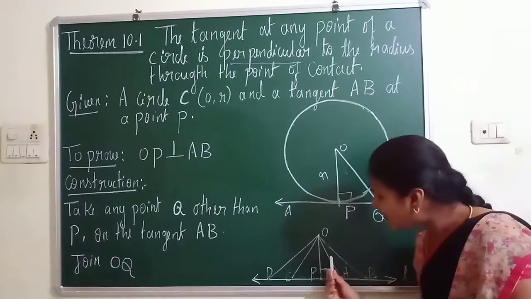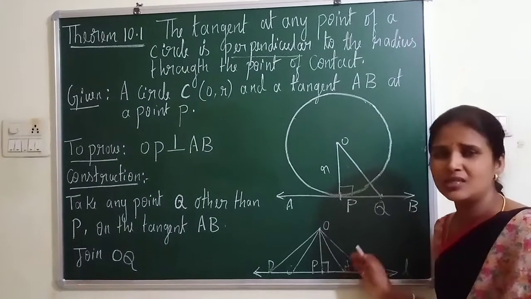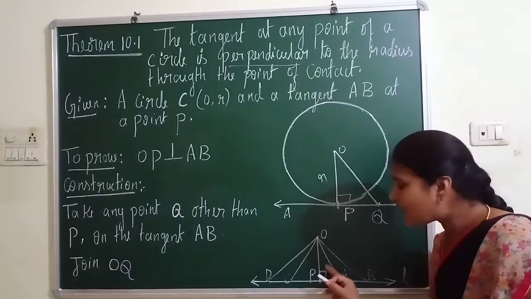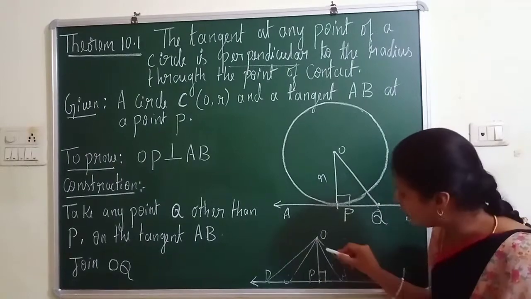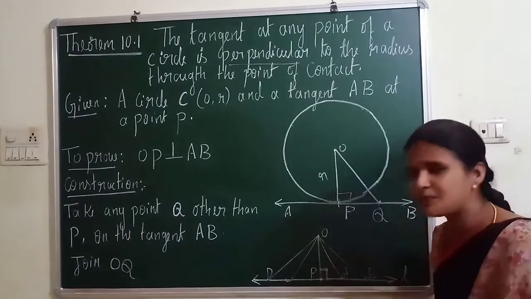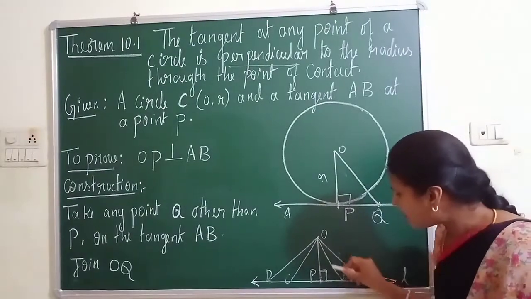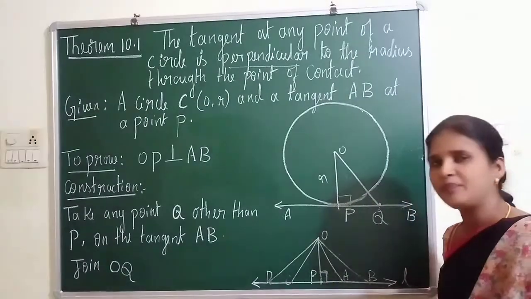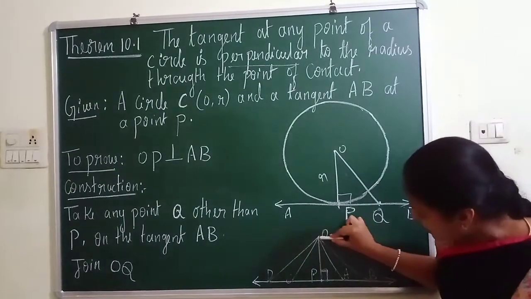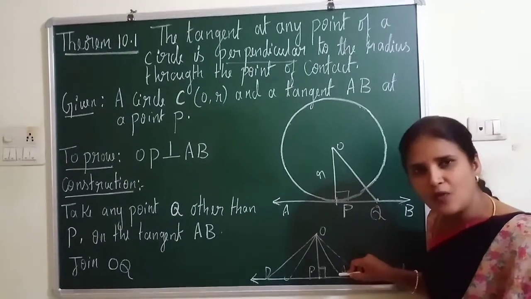Can the other lines also be perpendicular? No, it is impossible. Out of all these line segments, only one line can be perpendicular. So here I have drawn OP perpendicular to the line, and the other line segments I have drawn here. And you can see that OPA is a right angle triangle formed.